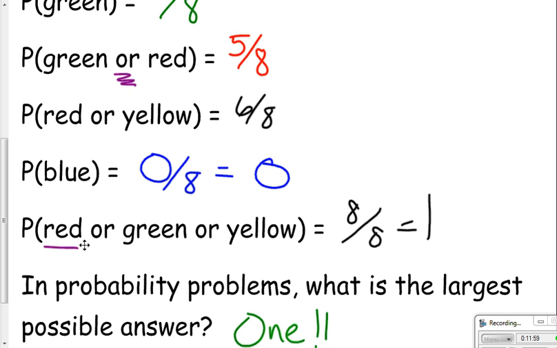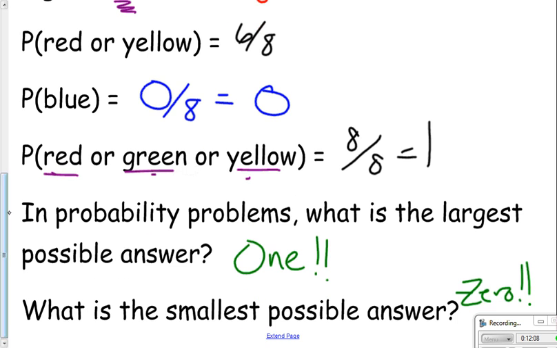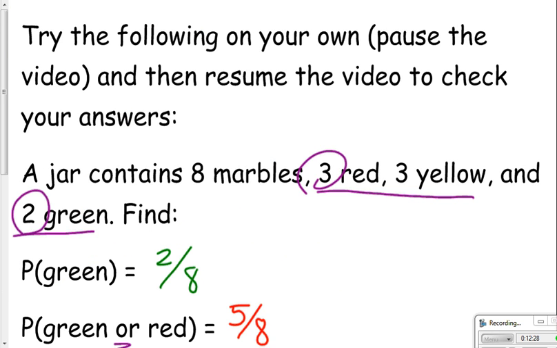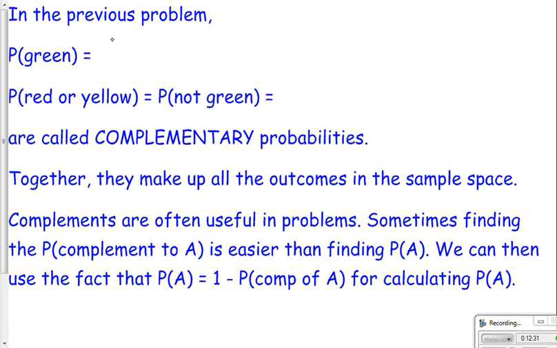The probability of red or green or yellow is 8 out of 8 because there are 8 that are this or this or this. And 8 divided by 8 is 1. So notice that in probability, the largest possible answer is going to be 1, always. And the smallest possible answer is going to be 0, always. If we wrote those as percents, that would be 100% and 0%. Now, notice in the previous question, the probability of green, what was that again? The probability of green was 2 out of 8 or 1/4.